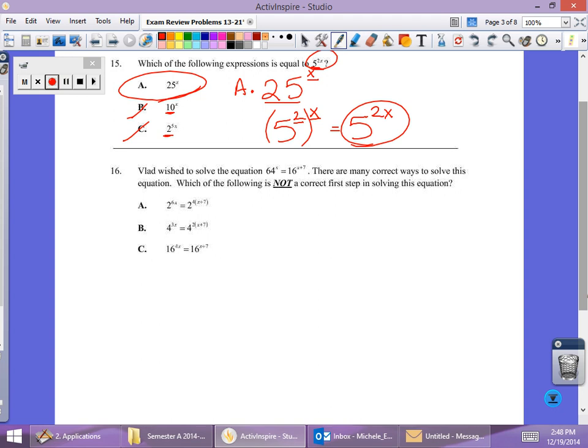All right, moving on to question 16. Vlad wished to solve the equation 64 to the x equals 16 to the x plus 7. There are many correct ways to solve this. Which of the following is not correct as the first step?